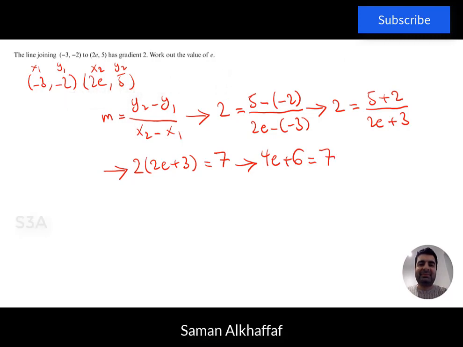So now we'll try to simplify this to 4e, and we move the 6 to the right hand side. We would have 7 take away 6, so that will give us 1. So in this scenario, our e will be equivalent to a quarter, and this will be our answer.